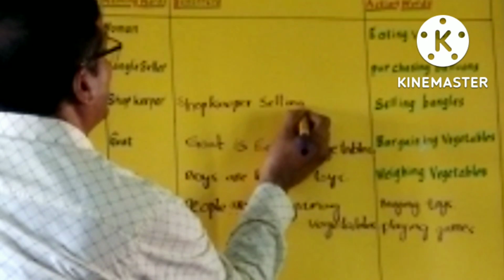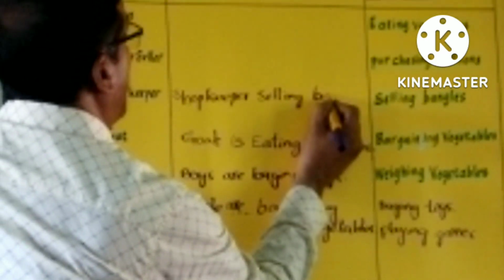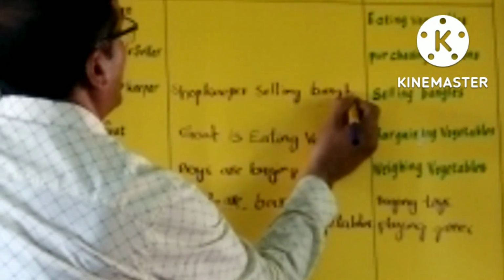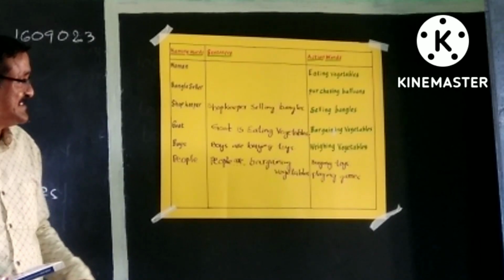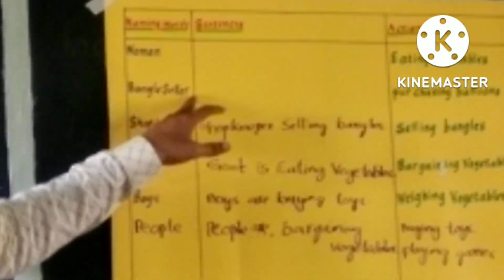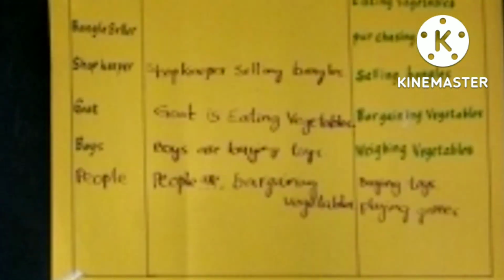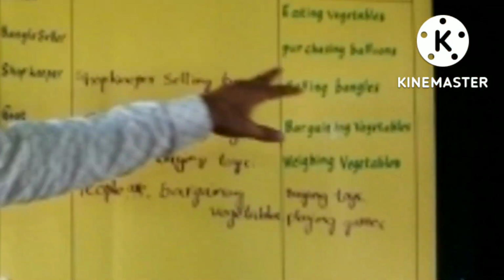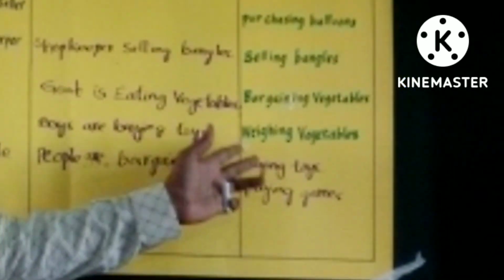Bangles seller, selling bangles. Okay, a shopkeeper, weighing vegetables.